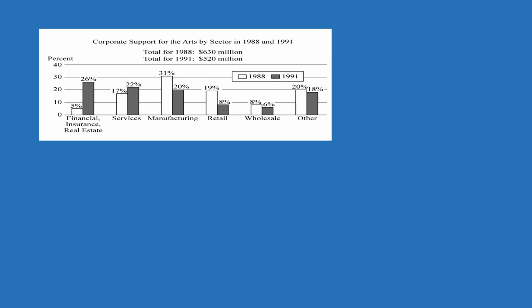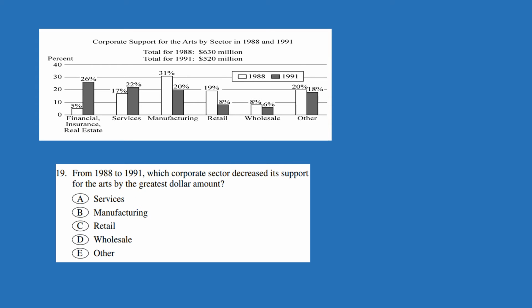We are given a bar diagram. Using this bar diagram, we have to answer this question. From 1988 to 1991, which corporate sector decreased its support for the arts by the greatest dollar amount? So when we see this, for the financial, there is an increase. For services also there is increase. The decreases are the remaining four, out of which the manufacturing has got more decrease because 31% to 20%. So your answer is manufacturing and answer is B.